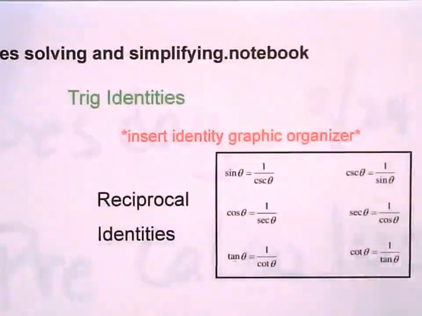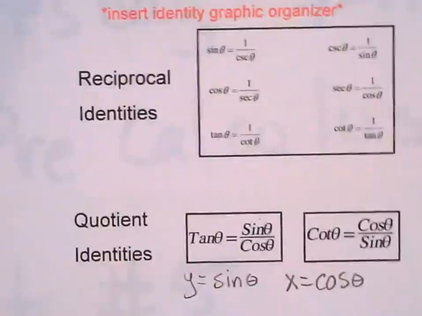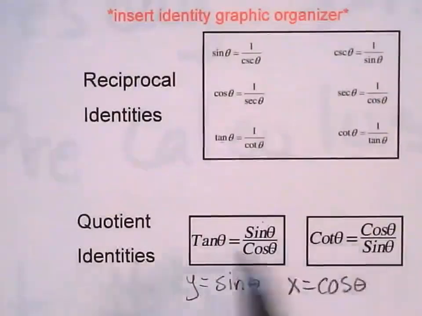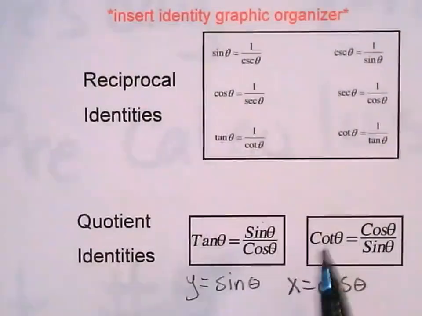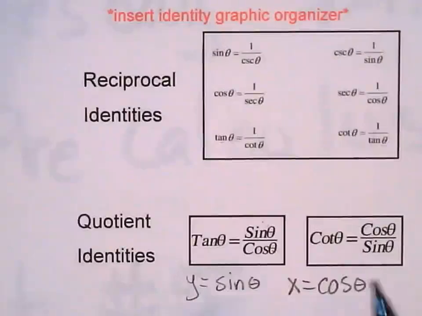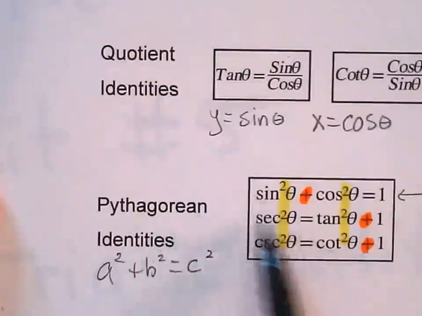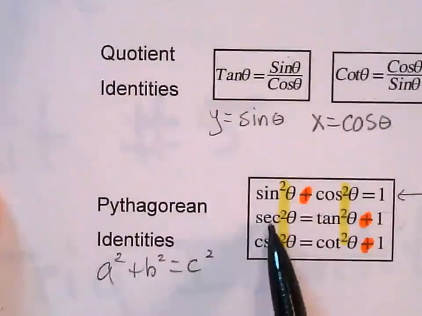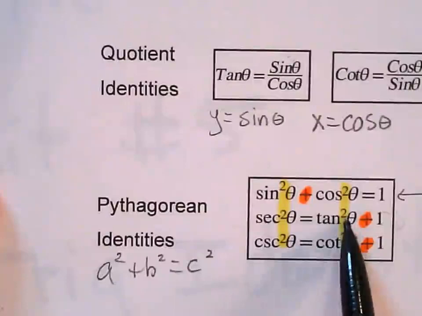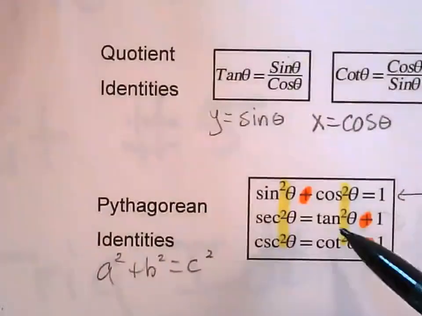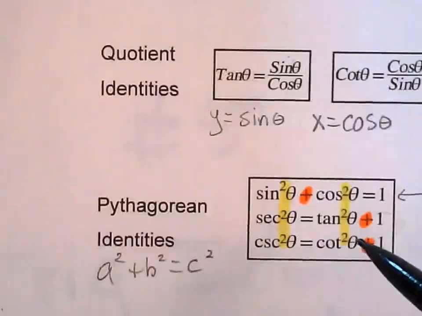The answer is no. So we slide down, look at your quotient identities. Do any of these, and there's only two of them, do either of these have secant and tangent in the same equation? No. Just keep sliding. Keep on going. Go down to your Pythagorean identities. Right here in the middle. Right there. You have secant and you have tangent in the same equation. So that is our identity that we want to use for this problem.